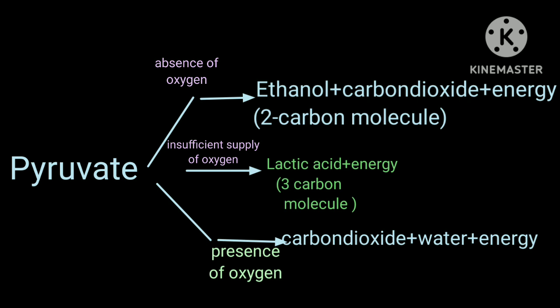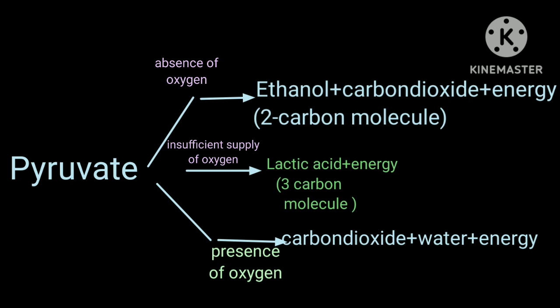The second step of cellular respiration occurs through three different pathways. These pathways depend on the presence of oxygen. In the absence of oxygen, pyruvate breaks down to give ethanol, carbon dioxide and energy. This is called anaerobic cellular respiration. When there is insufficient supply of oxygen, pyruvate breaks down to give lactic acid and energy. It is also called anaerobic respiration.